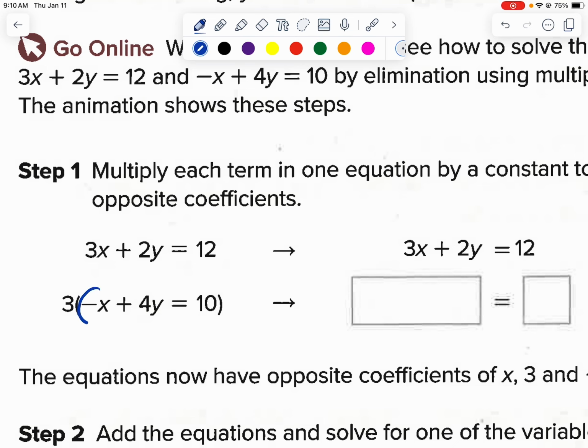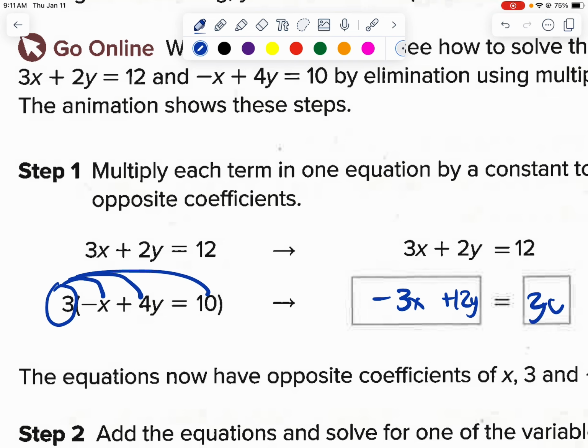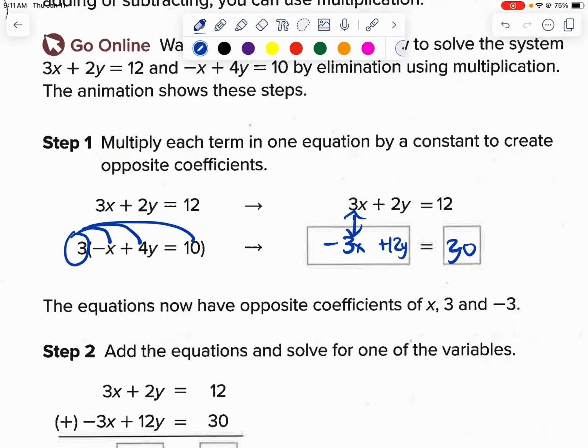So since this has a -1 in front of the x, and this has a 3, how can we make -1 into the opposite of 3? By multiplying by 3. So that's what they've done. They're taking this 3 right here, they're going to multiply it through to everything. When you do that, you get -3x plus 12y equals 30. Notice how these two right now are going to eliminate.